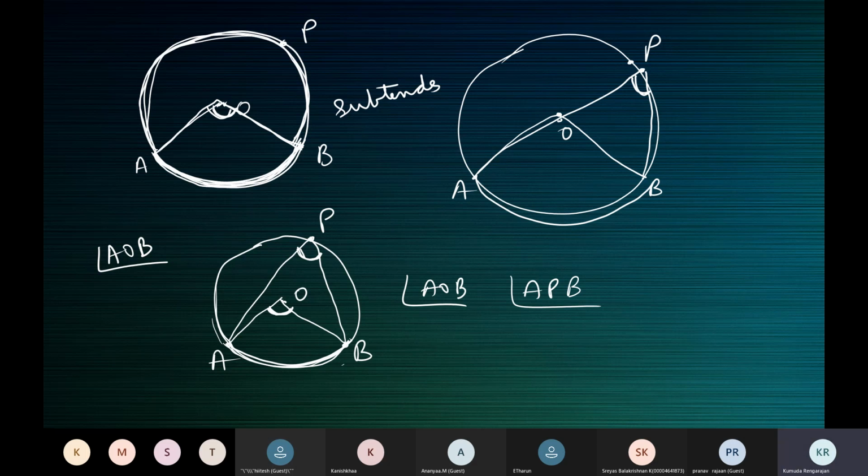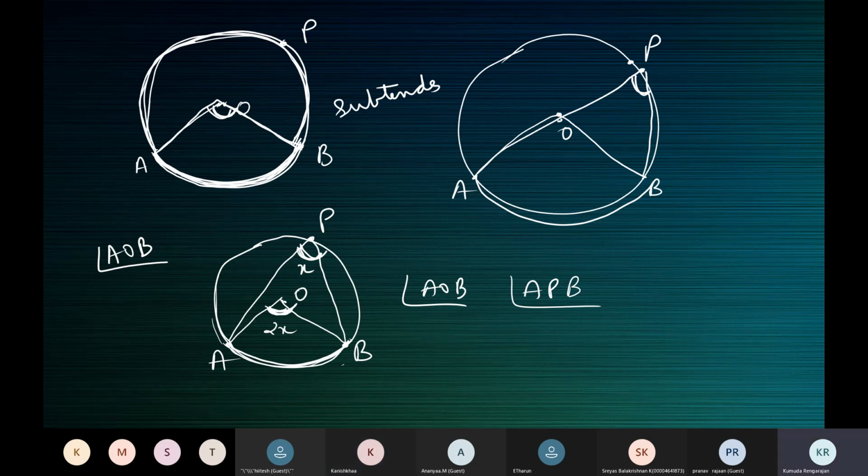There is an arc. It makes an angle at the center. The same arc makes an angle at a point on the remaining part of the circle. Now, the relation between these two angles is that the angle formed at the center is double the angle formed on the circumference. So if this is x, this is 2x. Yes, ma'am.